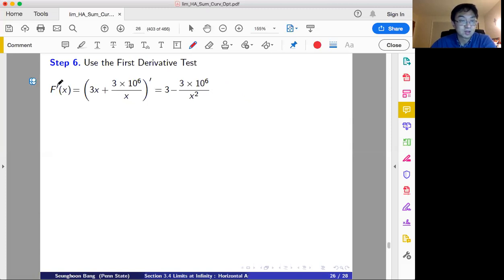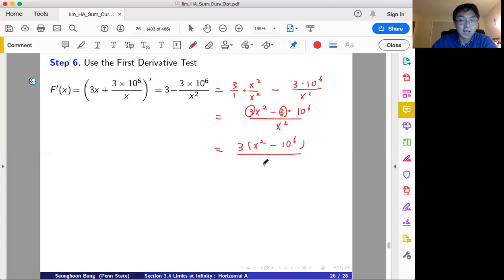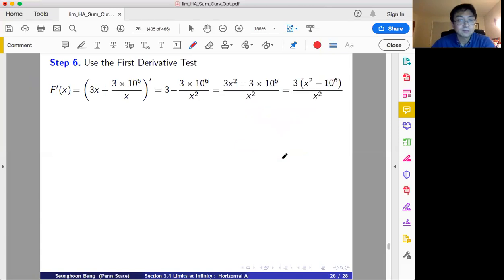Next, how can you combine it? This 3 is exactly the same as 3 over 1. You multiply top and bottom by x squared. Minus 3 times 10 to the 6 over x squared. Combine: 3x squared minus 3 times 10 to the 6 over x squared. The 3 is a common factor, factor out 3 over x squared. This is the idea.